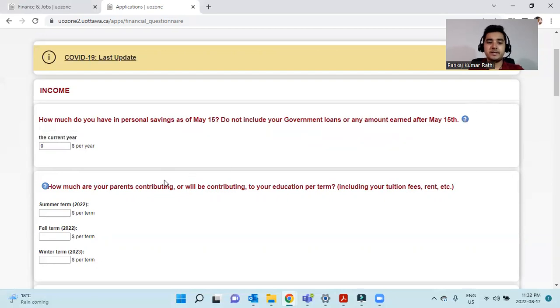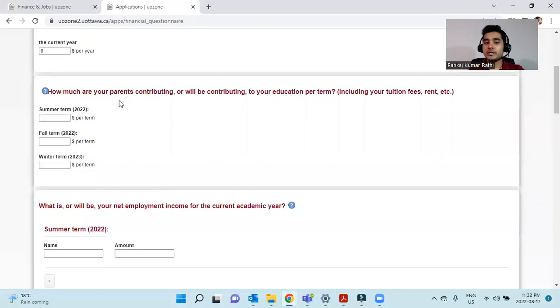Okay, next thing is, how much are your parents contributing or will be contributing to your education per term? For summer term, since you are not enrolled in the summer term, mention that as zero. For fall term, if your parents are contributing, do mention that they are contributing this many dollars per term. And during winter term, if they are contributing, do mention that.